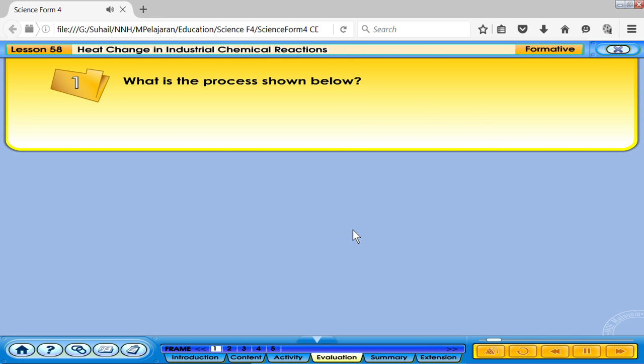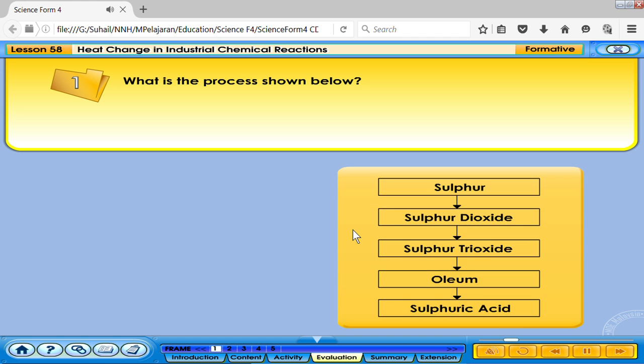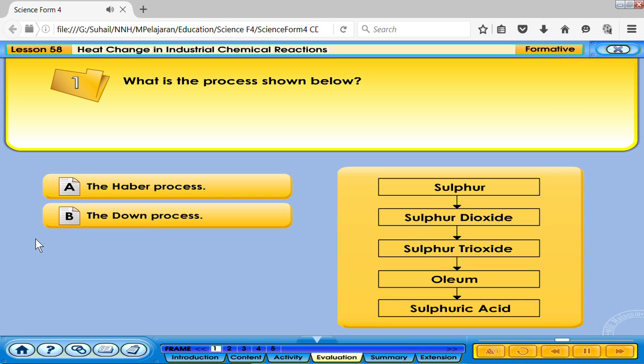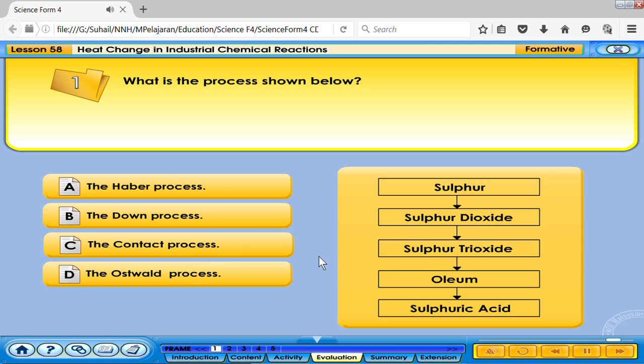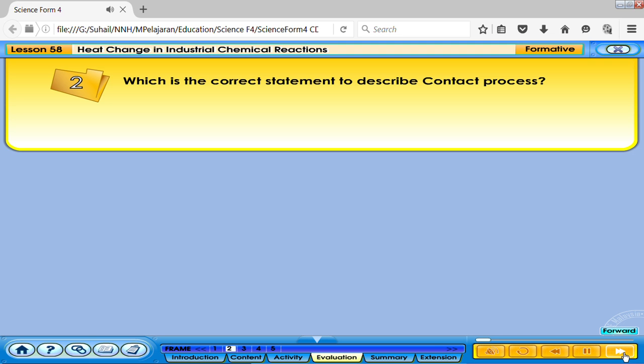One. What is the process shown below? A. The Haber process. B. The Down process. C. The contact process. D. The Oswald process. Your answer is correct.